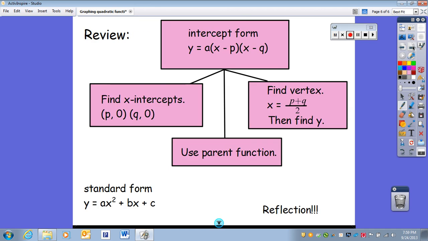So let's review. We worked today on intercept form, y equals a times (x minus p) times (x minus q), where p and q are our x-intercepts. Next, using the x-intercepts, by adding them together and dividing by 2, we can find the x portion of our vertex, then substituting that into our equation to find the y value. After that, we can find other points by using our parent function. And lastly, we rewrote quadratic functions that were either in intercept form or vertex form and put them into standard form, which is y equals ax squared plus bx plus c.